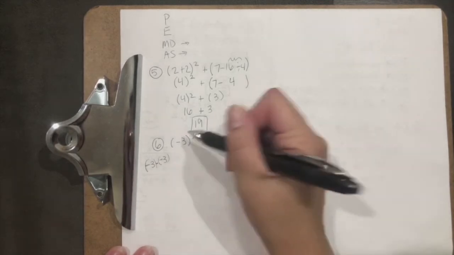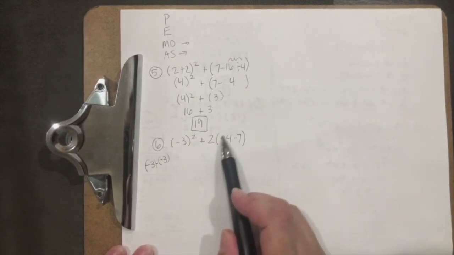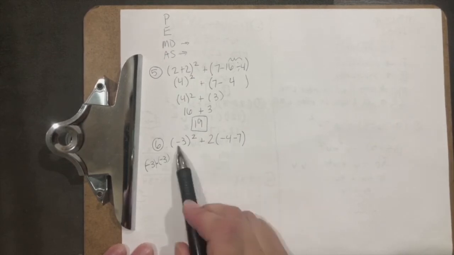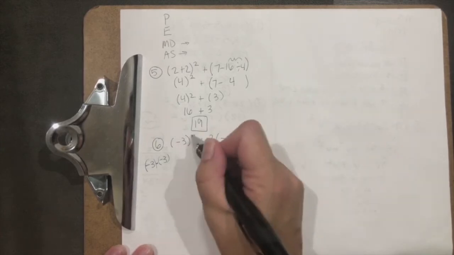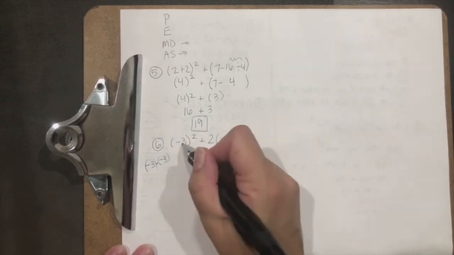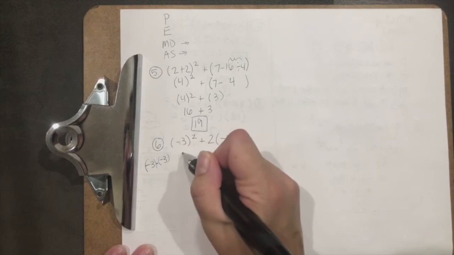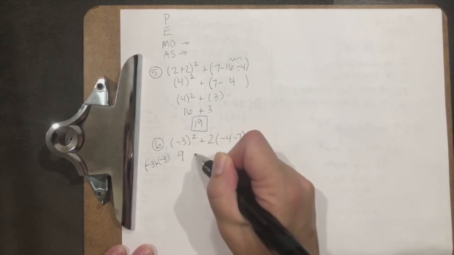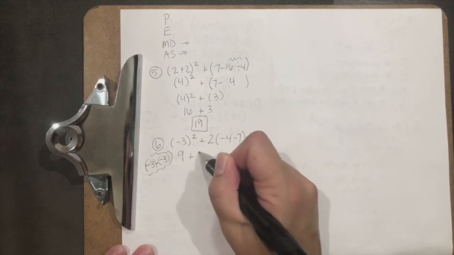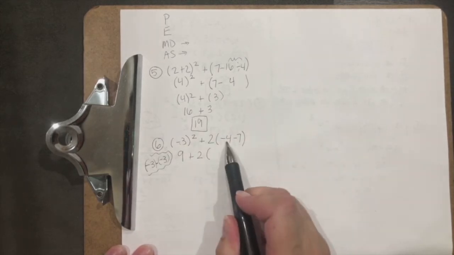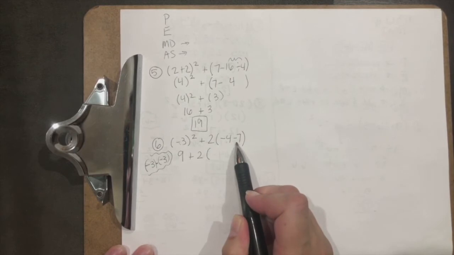So we're going to do what's inside the parentheses here, and since we've got another parentheses here, we can do this one too, at the same time. So negative 3 times negative 3 will be positive 9, plus 2(-4 - 7).